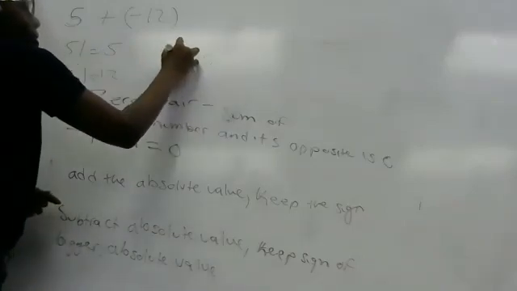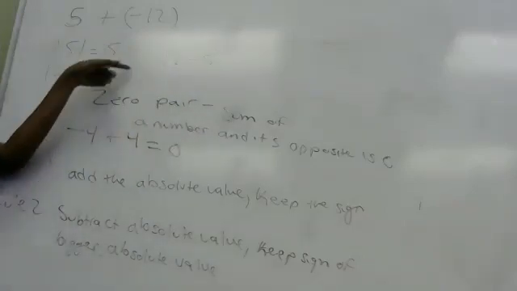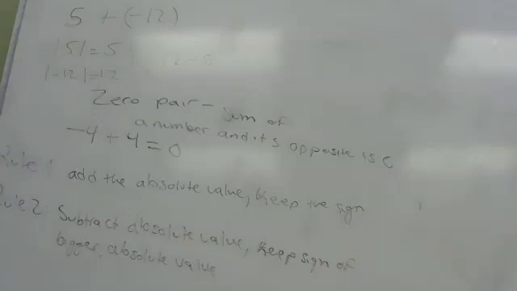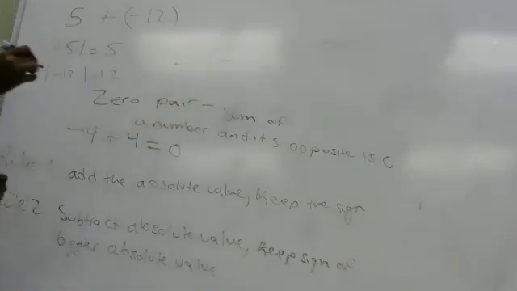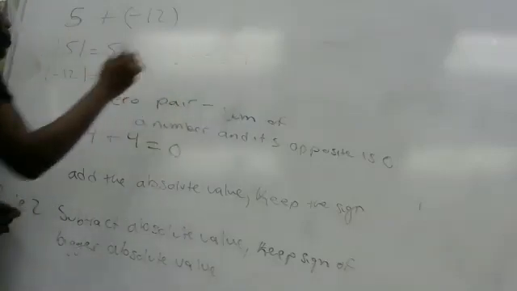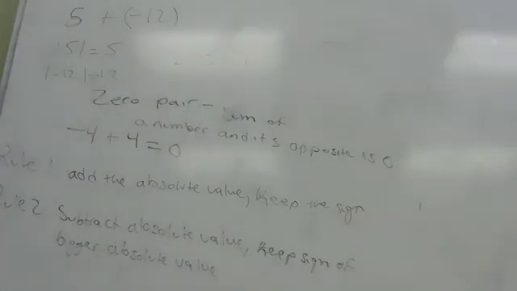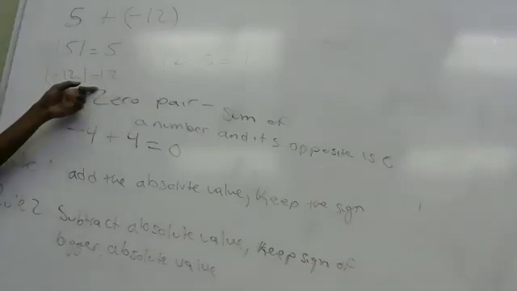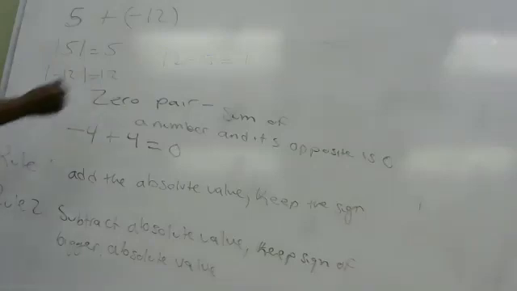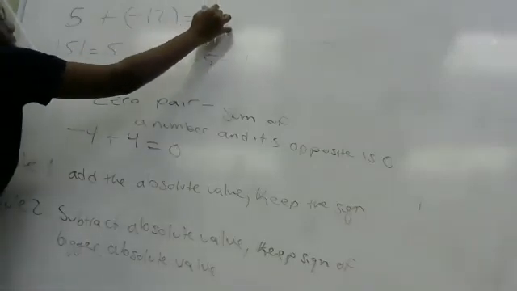All right, so you're going to subtract the smaller one from the bigger one. So 12 minus 5 gives you 7. What was the bigger absolute value? 12. And 12 was originally negative. So my answer is negative 7.